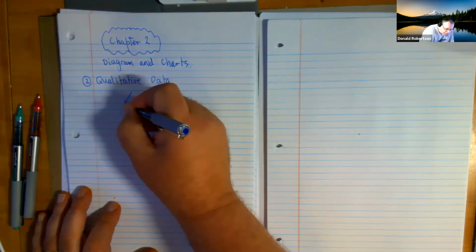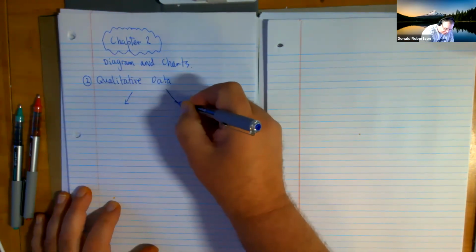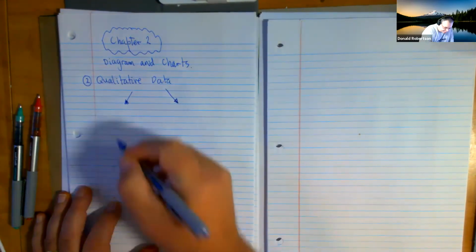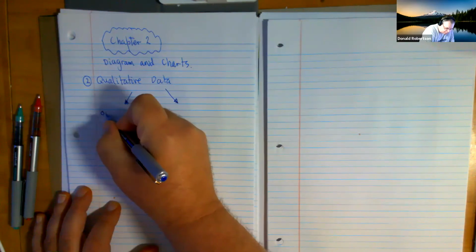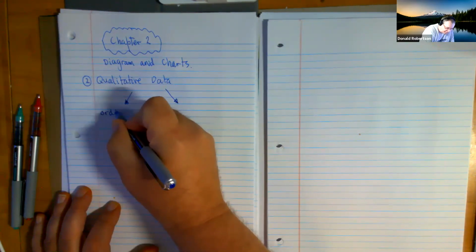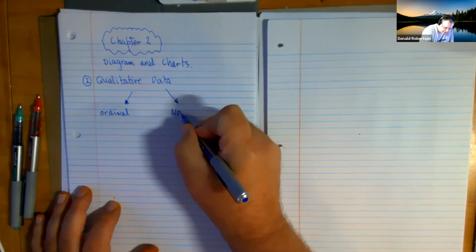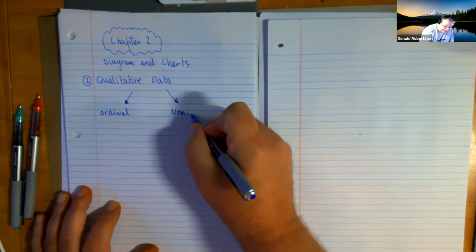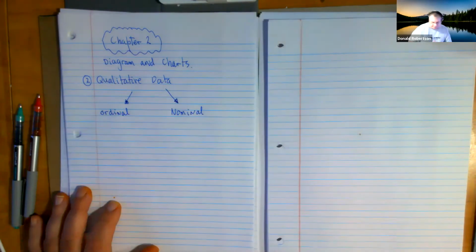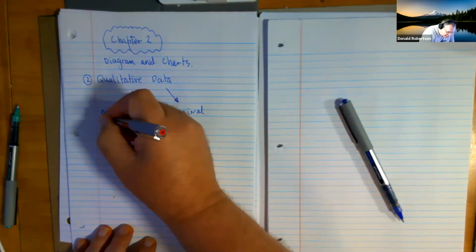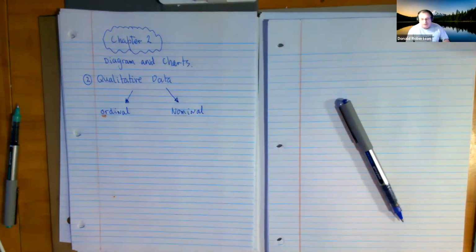And we know that this type of data falls into 2 distinct subcategories. In no particular order, one of them is called ordinal, and the other kind of data is called nominal. Just spell that right. The beginning of the word does give you a clue.